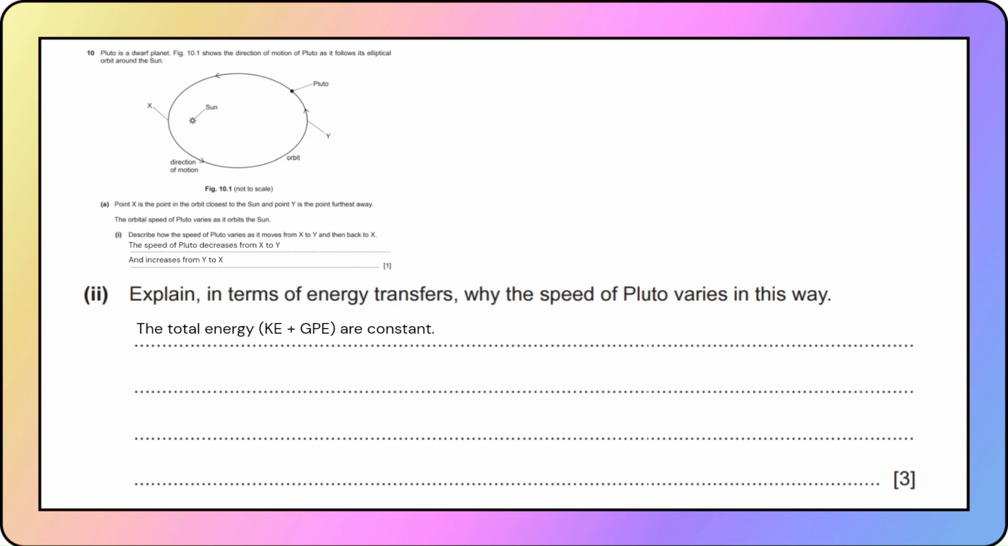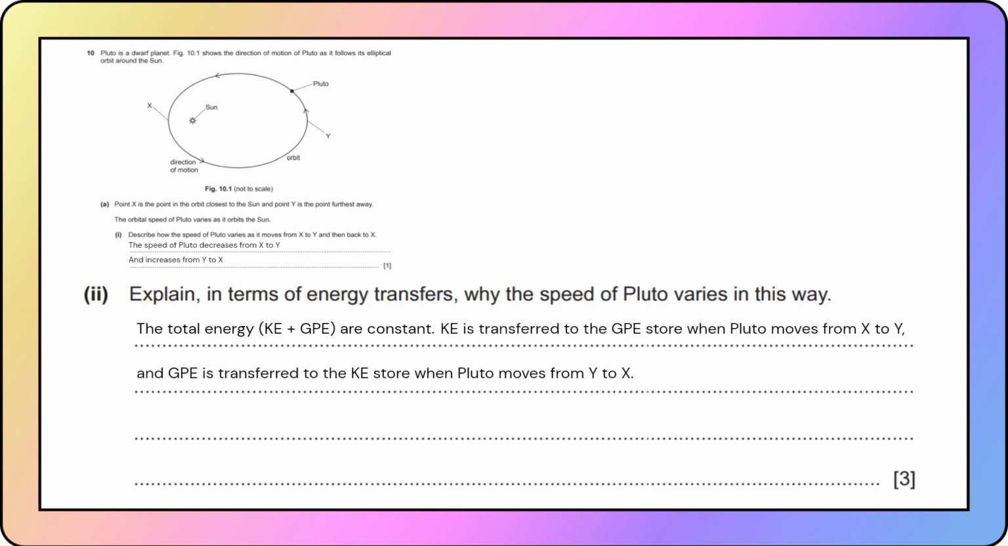So we can write that kinetic energy transfers to the gravitational potential energy store when Pluto moves from X to Y, and gravitational potential energy is transferred to the kinetic energy store when Pluto moves from Y to X. Lastly, you can just say that speed increases when kinetic energy increases. That would give 3 marks.